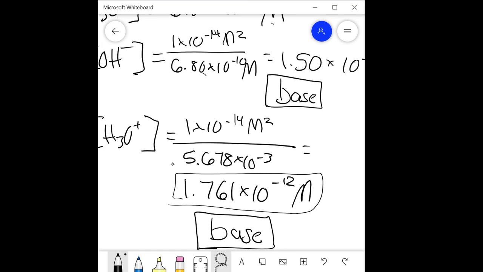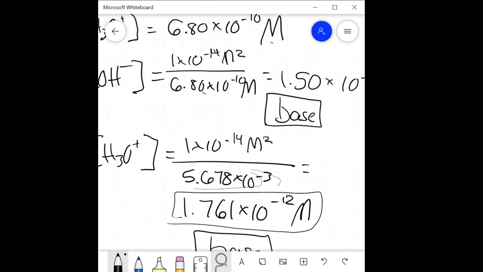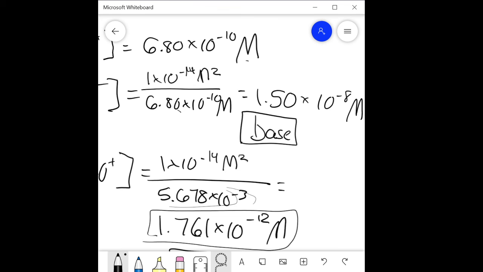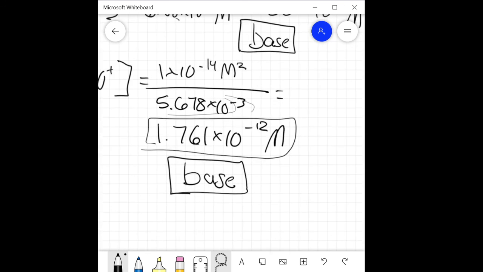Another way you can think of it is if you look here, you have more of the OHs than you do of the H3Os. Since there's more of those, it would be a base, because you have more of the anions than the cations. So that's how you figure that out.